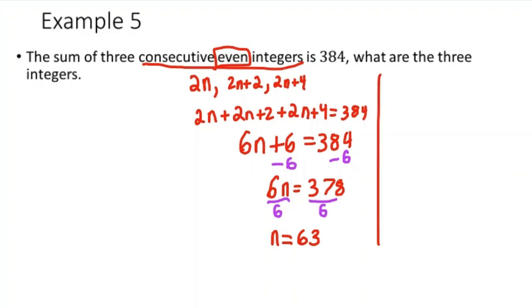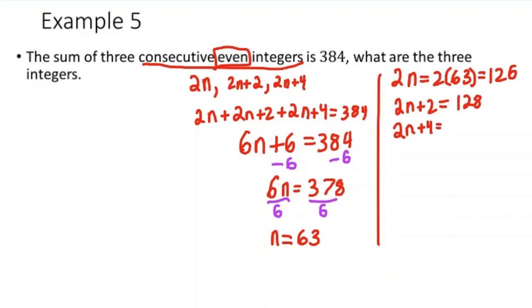Now, the first integer is 2n, and we just found n to equal 63, and 2 times 63 is 126. So our first of our three even integers is 126. So what would be our next even integer? Well, 2n plus 2, add 2 to what we have before, we get 128. And for our third integer, add 2 again, we get 130.